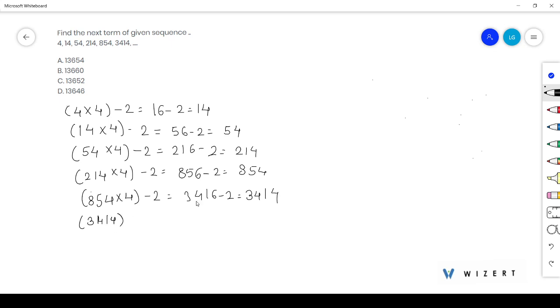3414. Now here, to get the next term, we need to multiply 3414 by 4 minus 2. So it is 13,656 minus 2. So it is 13,654. Okay.